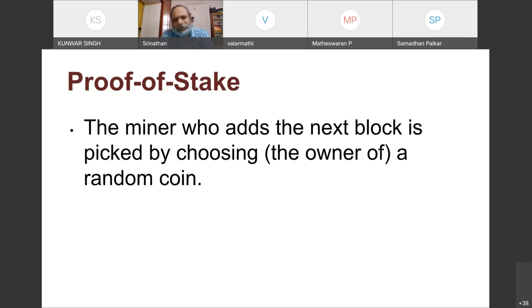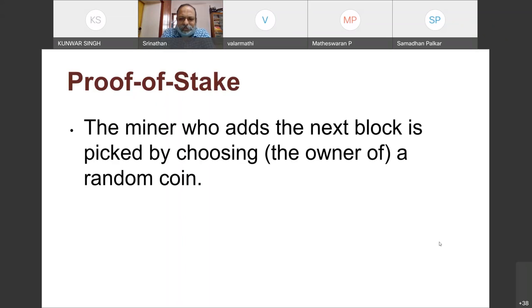Now let us see what is proof of stake. Proof of stake says that the person who adds the next block is not picked by making everyone solve a hash puzzle. It's not picked by saying the hash value should be less than a threshold, and the first person who gets that will get to add. It's not picked that way. But the next person is picked by choosing the owner of a random coin and saying this owner will add. So you just pick a random coin, and the owner of the random coin will be chosen as the person to add the next block.